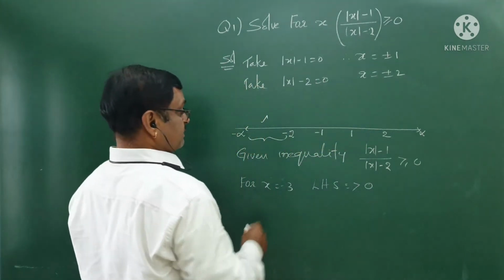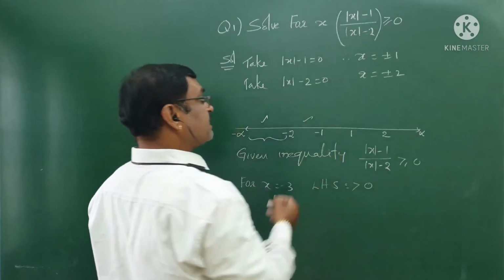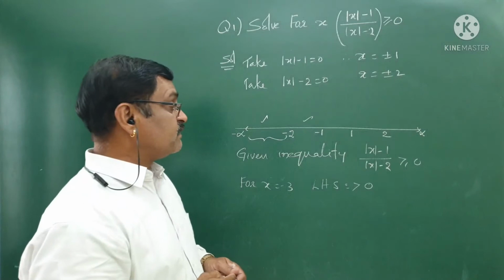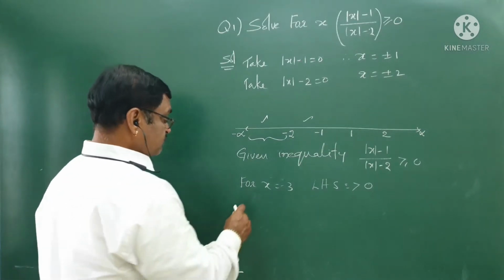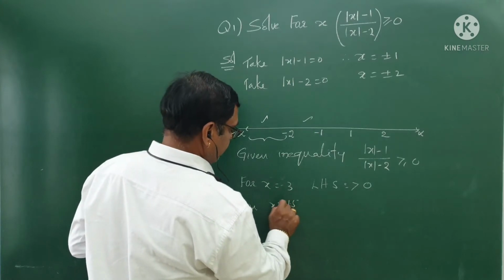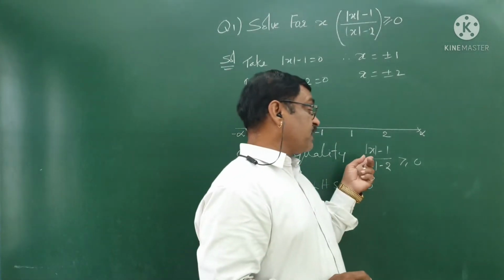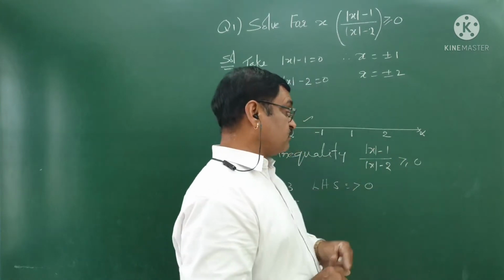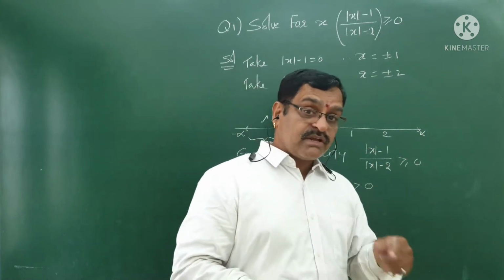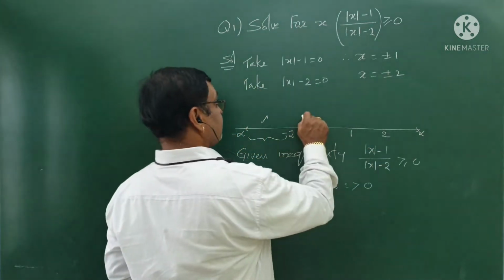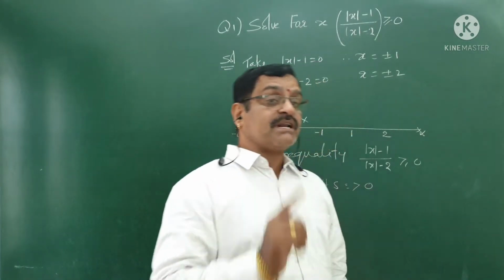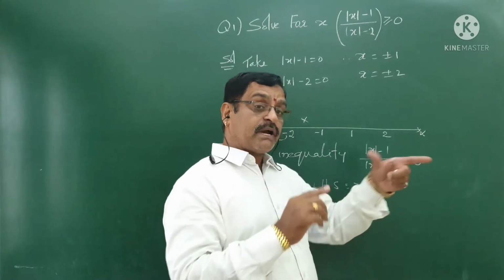Come to the second one. Take this one, minus 2 to minus 1. Say for example minus 1.5. For x is equal to minus 1.5, of course, mod of minus 1.5 minus 1 is positive. Mod of minus 1.5 minus 2 is negative. Positive by negative is negative. So I don't want this interval. That means no real number from this interval satisfies this inequality. So I don't want that.